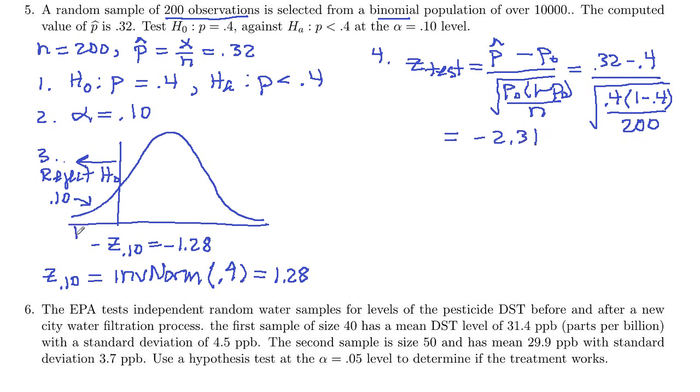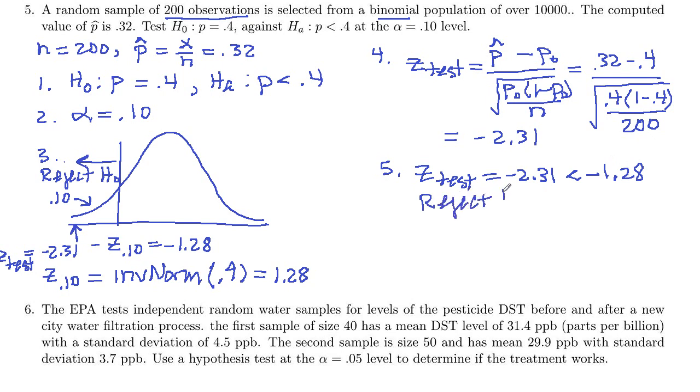That is out here. So negative 2.31, which is our z-test, test statistic. That is indeed in the rejection region. So step 5, our z-test, which is negative 2.31, is indeed less than negative 1.28, so quite a bit less than. So we're going to reject the null hypothesis again. So this is not due to chance. And there is sufficient evidence. So if you reject, there is sufficient evidence.